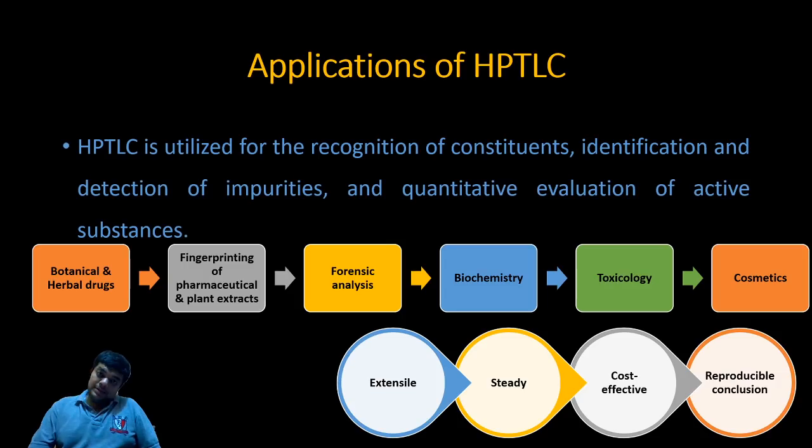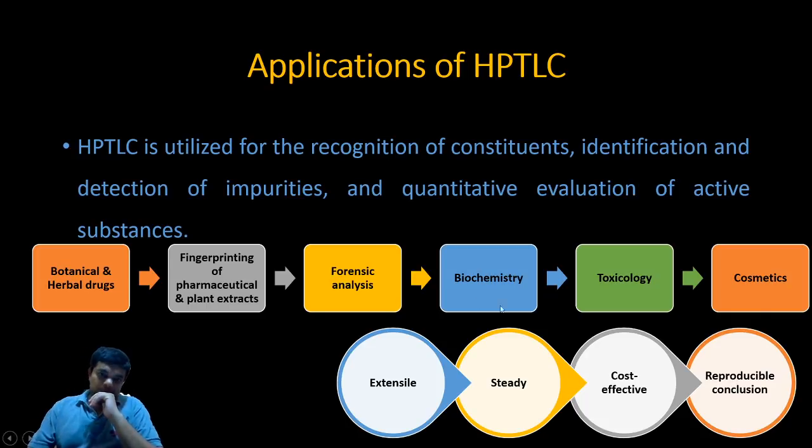Applications of HPTLC. HPTLC is utilized for the recognition of constituents, identification and detection of impurities, and qualitative as well as quantitative evaluation of active substances. For botanical and herbal drugs, HPTLC is the best to do fingerprinting of pharmaceutical and plant extracts.